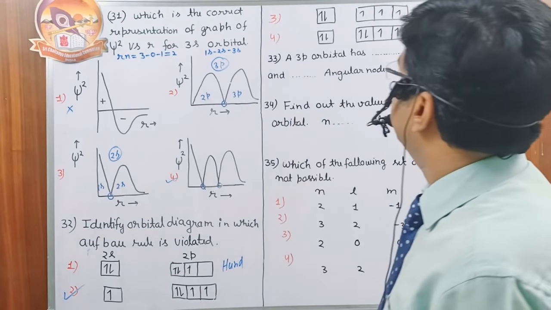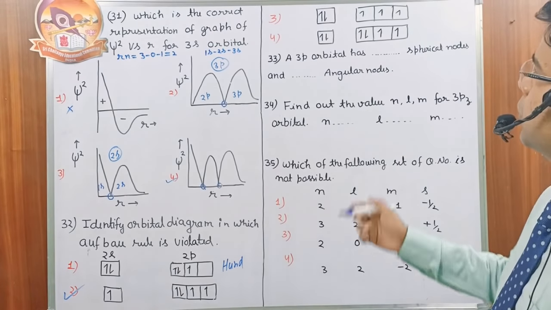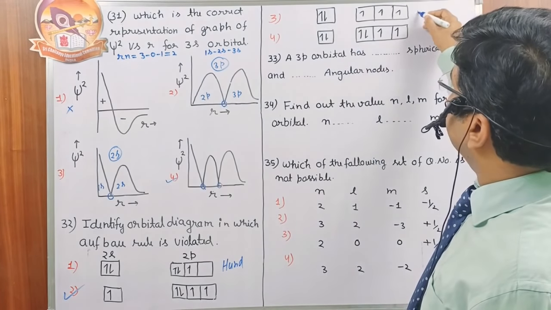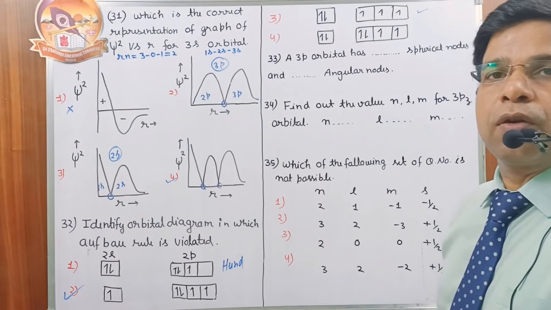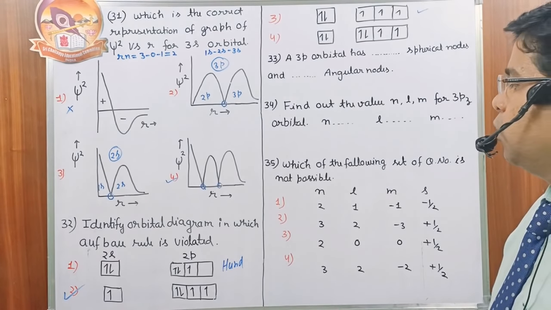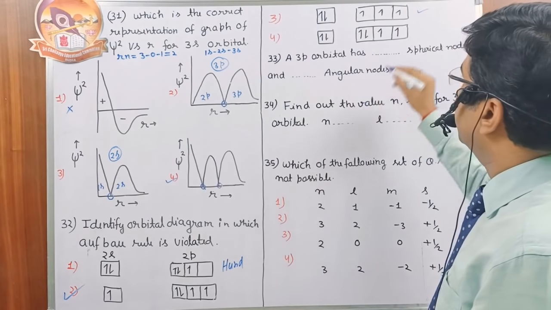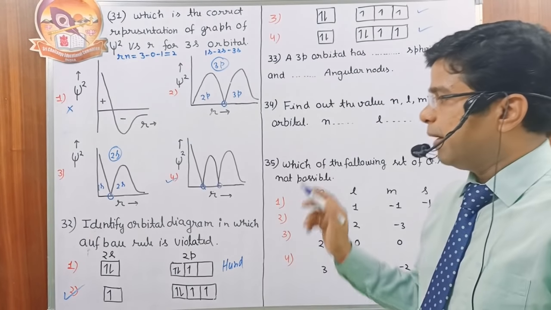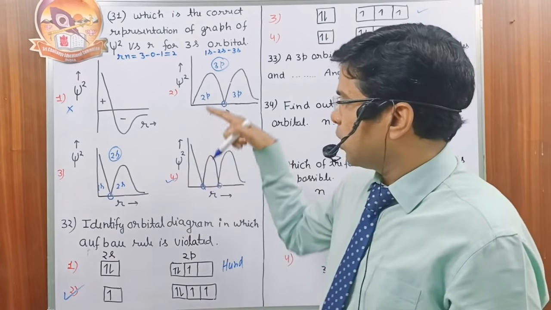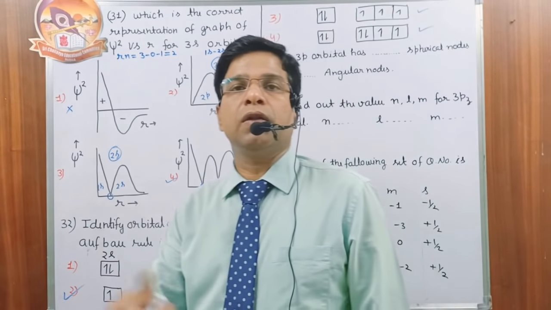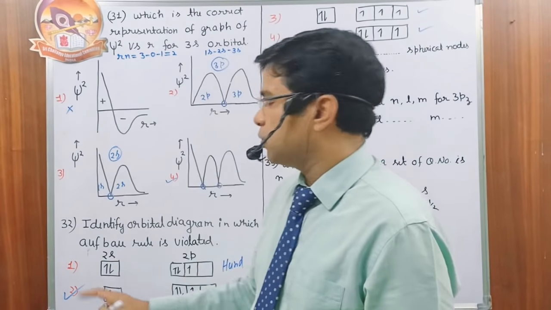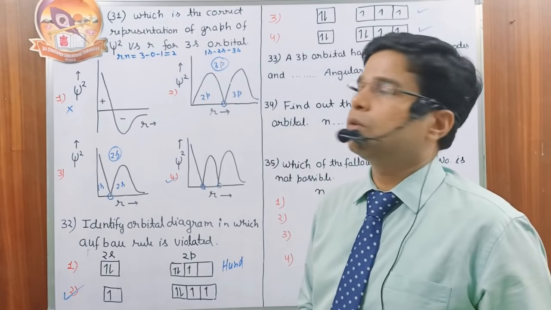Now we'll see question number 3, option number 3. Option number 3 is correct. No violation at all. No principle is violated in this option. And option number 4 is also correct. No violation is there. But they require the option where the Aufbau rule is violated. Aufbau rule is violated in option number 2.